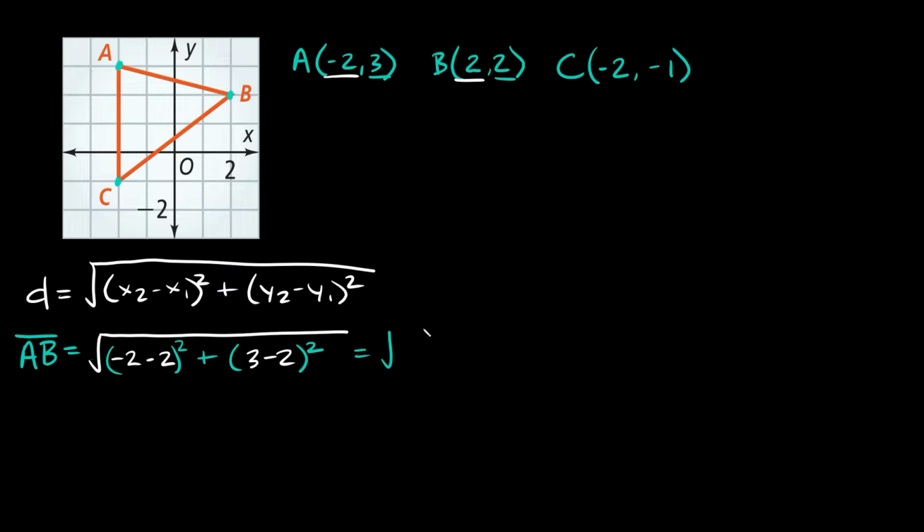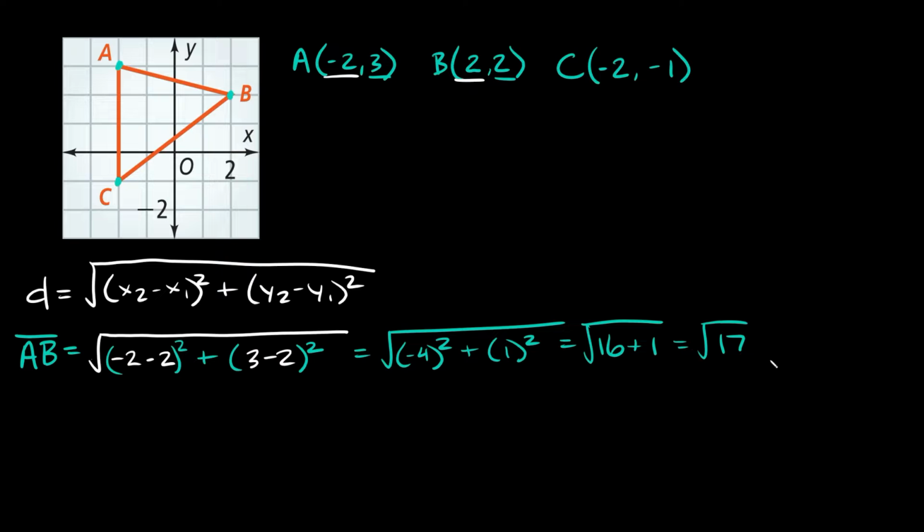So then this is going to be equal to -2 minus 2 is equal to -4. And that's squared. And then plus 3 minus 2 is just 1. So here we have 1 squared. All right, so then here, -4 squared is equal to +16. So then this is equal to the square root of 16, and here, 1 squared is just equal to 1, so plus 1. And so then this is equal to the square root of 17. And if you plug this into your calculator, you'll get that this is approximately 4.12.